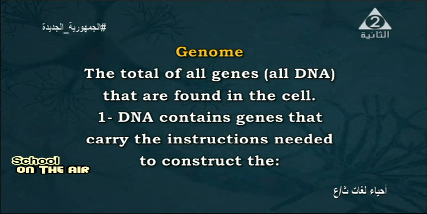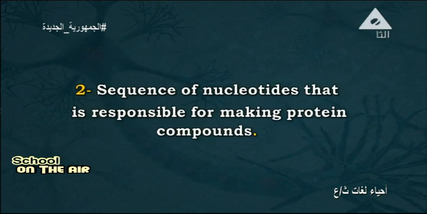The cell contains DNA which carries the genes, which carry the instructions needed to construct the cells, and also sequence of nucleotide. What does sequence of nucleotide mean? It is responsible for making a protein compound. This means that we must know the protein which is needed to form the hair.